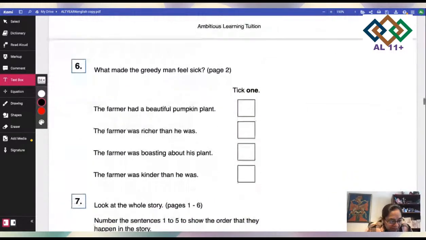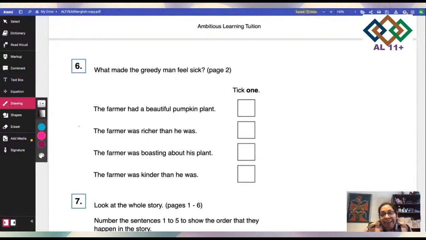So now we are on number 6. In number 6, again they are saying, what made the greedy man feel sick? The farmer had a beautiful pumpkin plant. The farmer was richer than he was. The farmer was boasting about the plant. The farmer was kinder than he was. So, what was the reason?